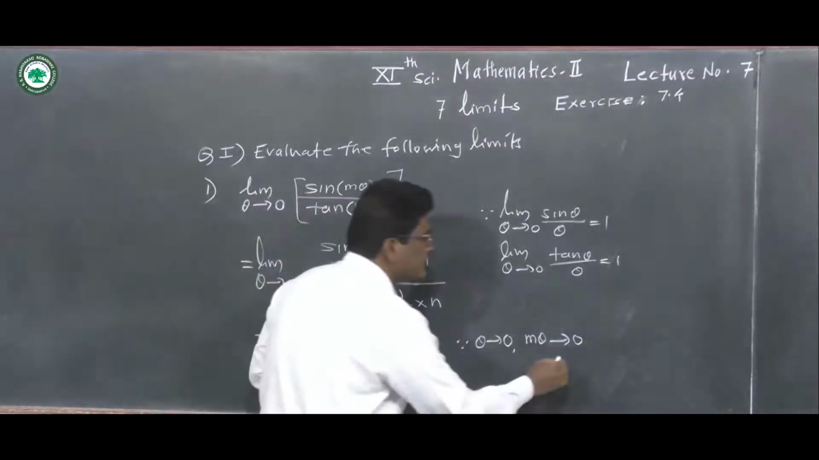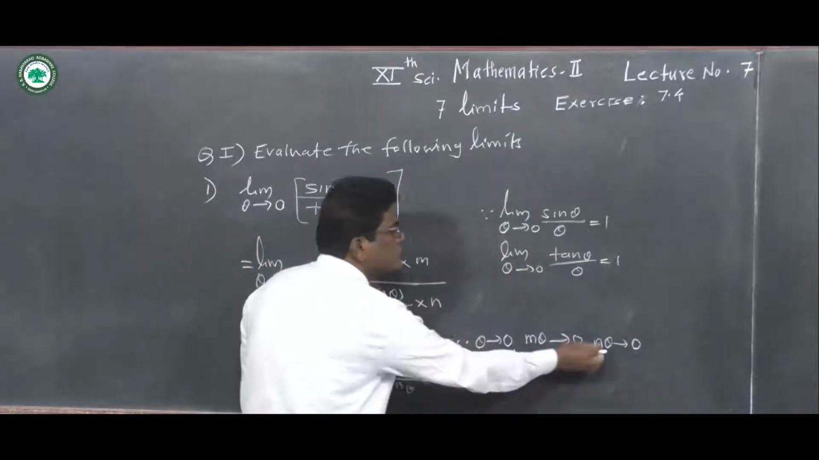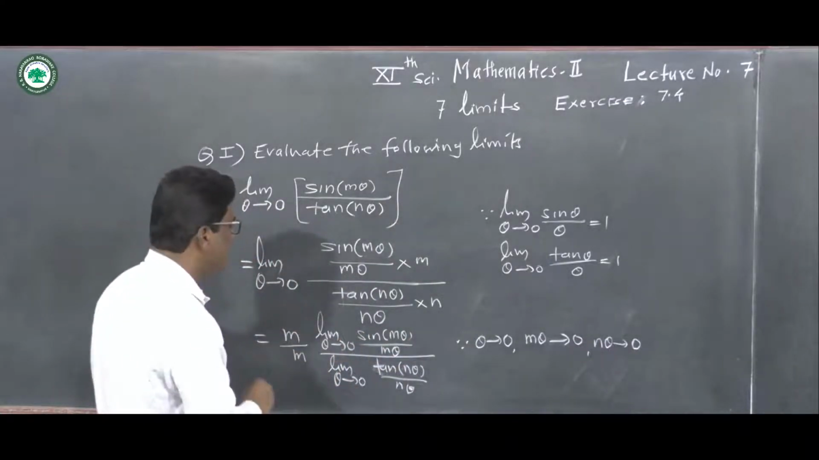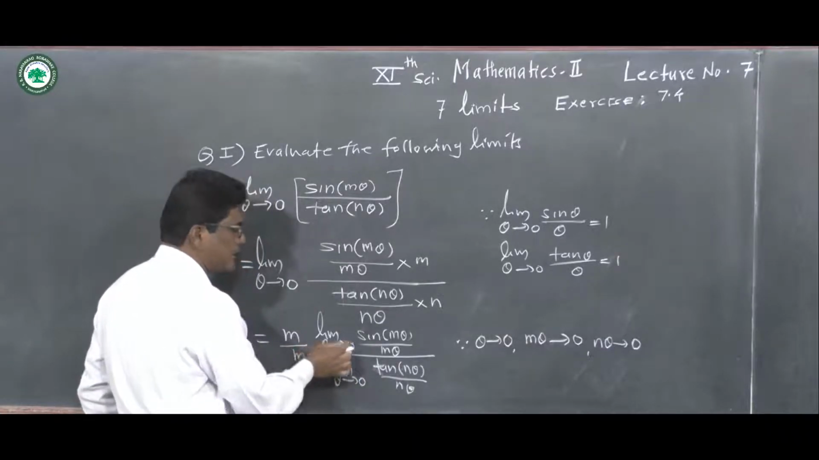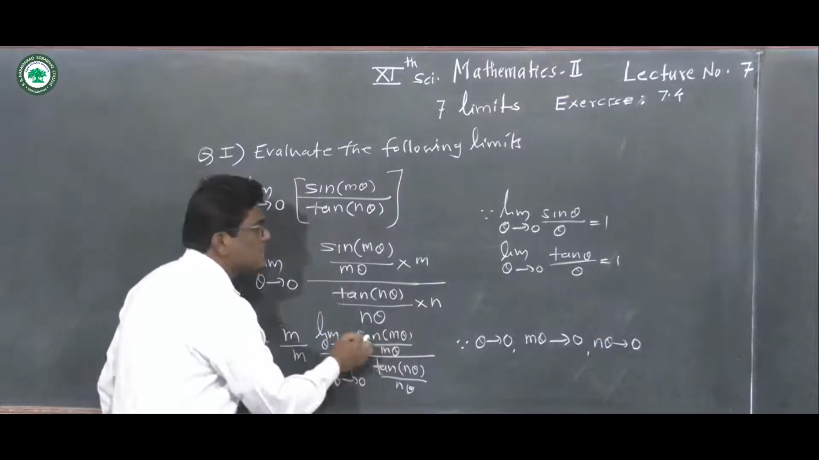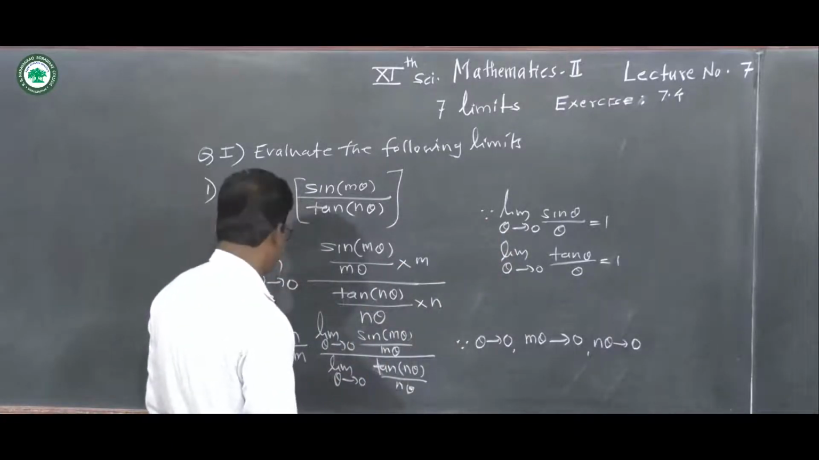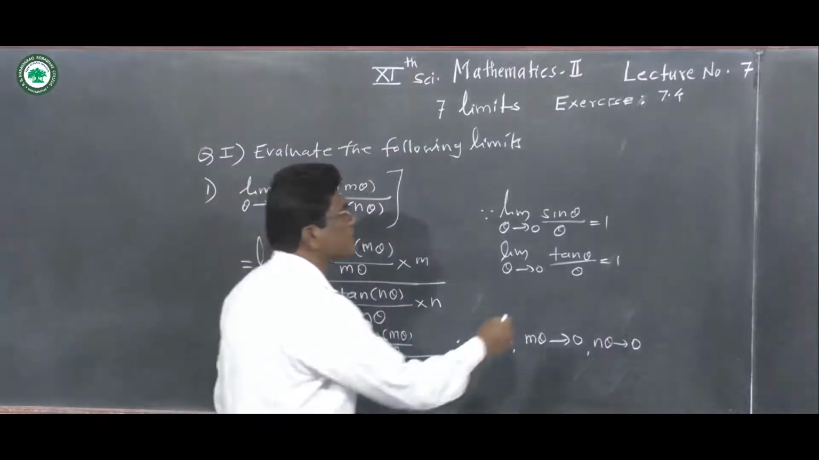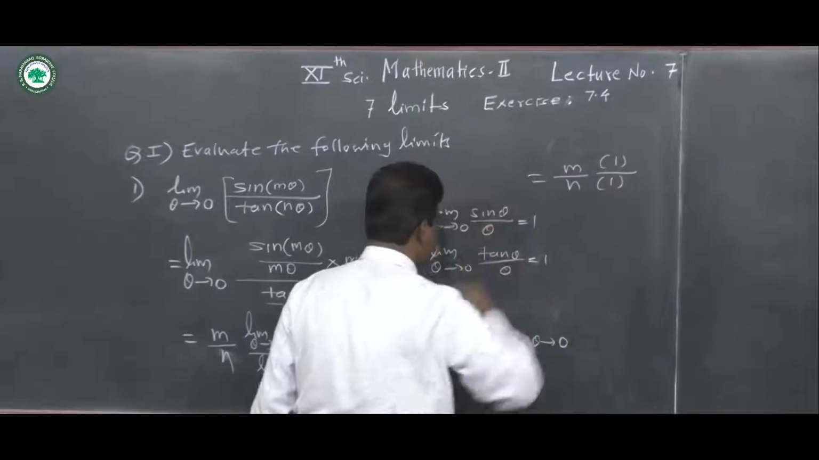Also here n theta tends to 0. If we put theta equal to 0 in this n theta, the value is 0. So instead of writing m theta tends to 0, we can use theta tends to 0. Now the value of the numerator using this formula is 1, the value of the denominator is also 1, and therefore we get m upon n. So it is equal to m upon n, numerator 1 divided by denominator also 1.